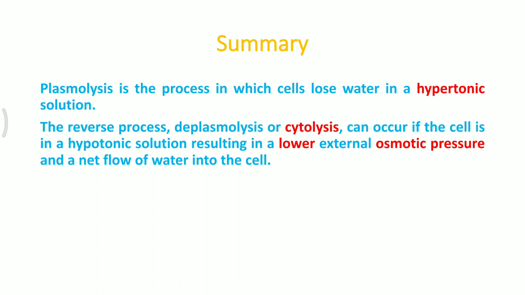And the reverse process to plasmolysis is deplasmolysis or cytolysis, which can occur in a hypotonic solution. If we place the same cell into a hypotonic solution, the water molecules will move inside the cell, and the cell will become swollen or bloated again, because of the lower osmotic pressure outside the cell. And that's why the movement of water molecules will be from a dilute solution to a concentrated solution.